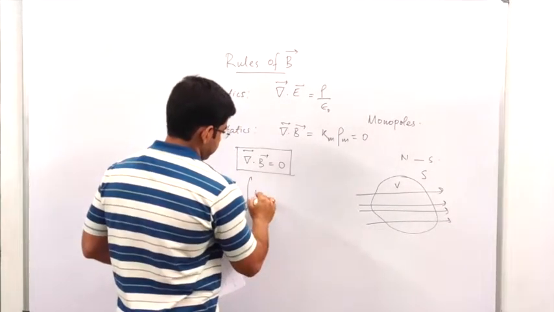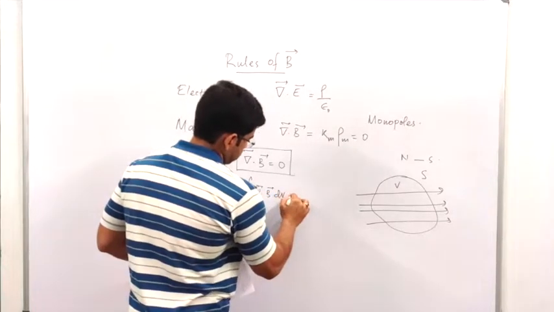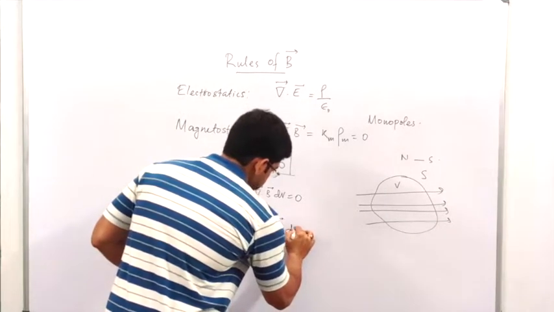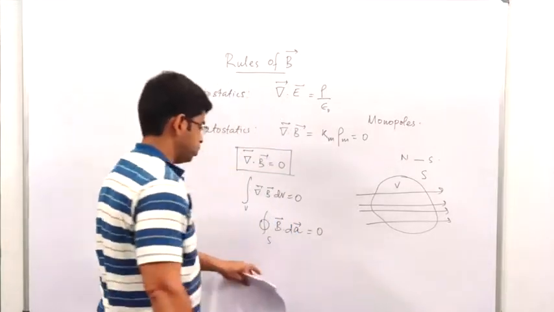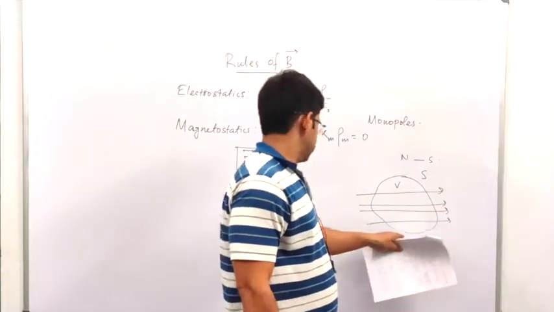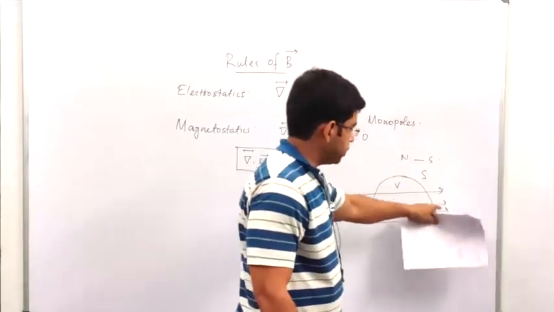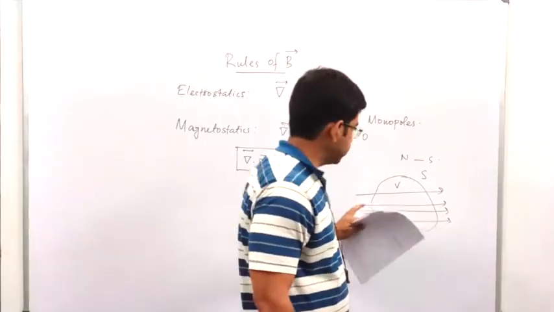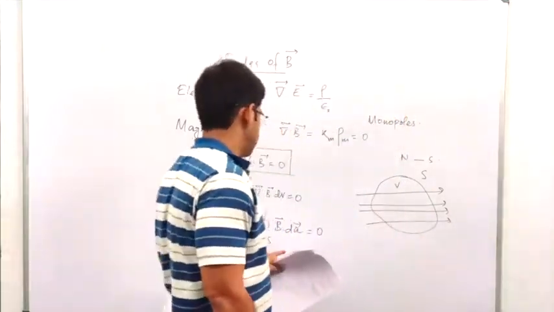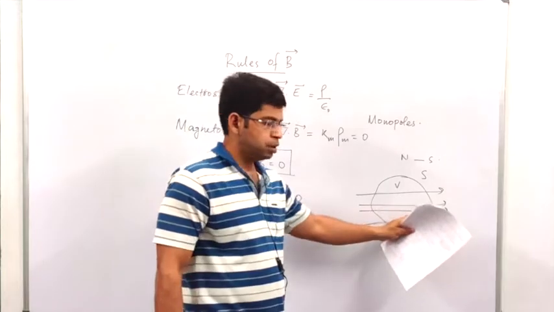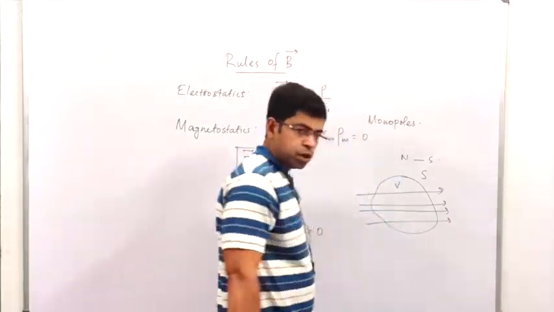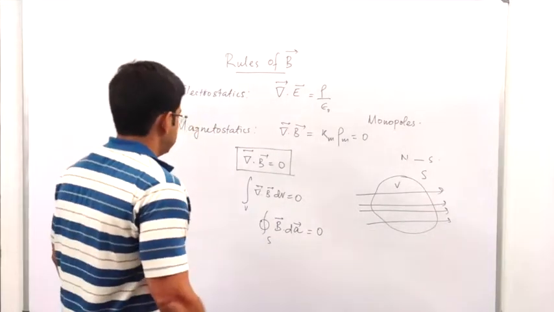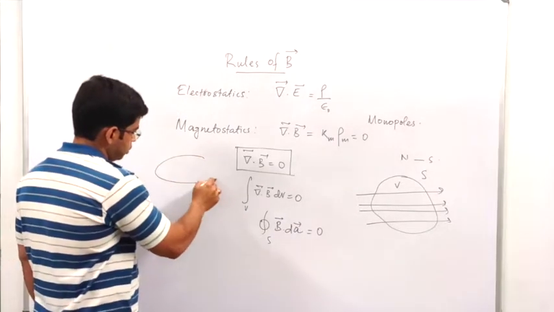Suppose we perform a volume integration on this equation, then by Gauss's divergence theorem this may be written as the closed surface integral of B dot dA equals 0. What this means is the integration of the component of B over the entire surface is 0. That means the total number of lines of force entering the surface and the total leaving out are equal. That means the lines of force are continuous and there is either no sink or no source within the surface. This basically means that magnetic lines of force are always closed loops.